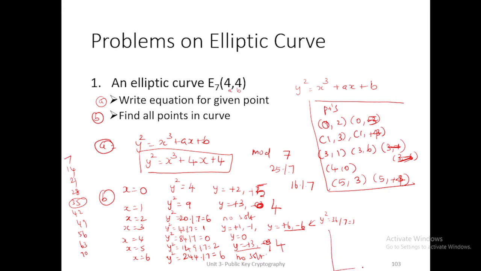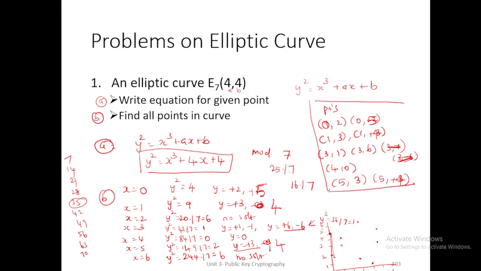So now you plot the points here. Let us take 0, 1, 2, 3, 4, 5, 6. So these are the maximum points, and the values are 1, 2, 3, 4, 5, 6. You calculate each value and mark it out. So 0, 2; 0, 5; 1, 3; 1, 4; 3, 1; 3, 6; 4, 0; 5, 3; and 5, 4. So these are all the points.